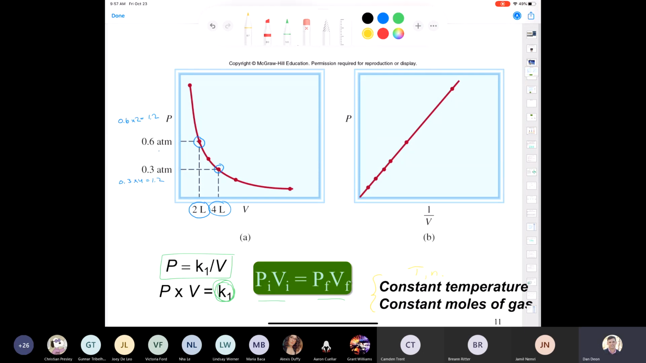Now, this plot that's shown on the left shows this inverse relationship, but it's a non-linear relationship. If we make a plot of pressure versus 1 over volume, we get a linear curve. So again, when we look at this relationship, P initial times V initial is equal to P final times V final. This law has a name, okay? And this law is called Boyle's Law.